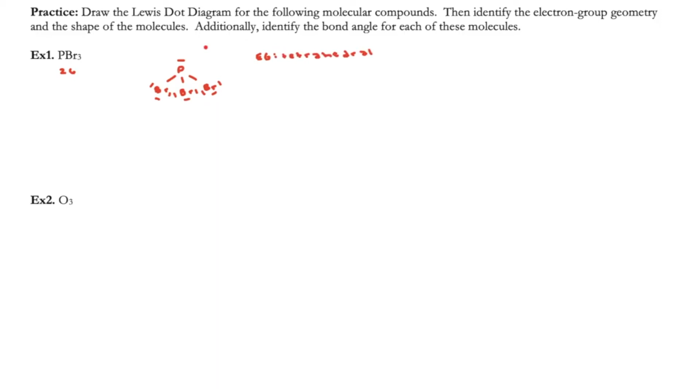However, since I do have 1 non-bonding domain or 1 electron pair here, my molecular shape is not going to be tetrahedral. It will be trigonal pyramidal.